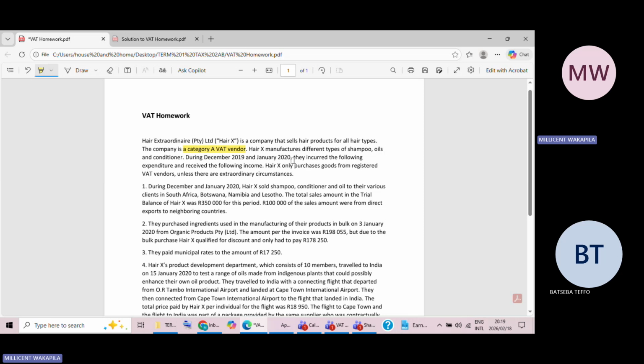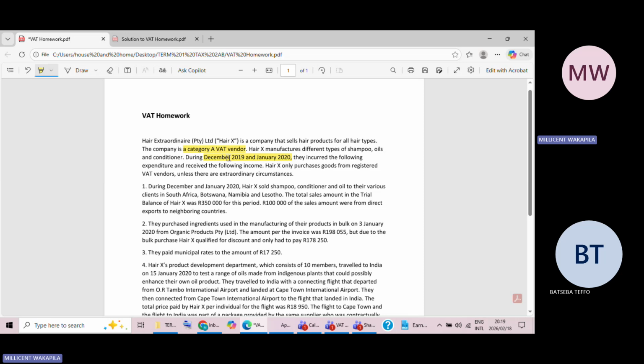Hair X manufactures different types of shampoo, oils, and conditioner. During December 2019 and January 2019, they acquired the following expenditure. So here they've already told you that the transactions below only occurred in December and January 2019.